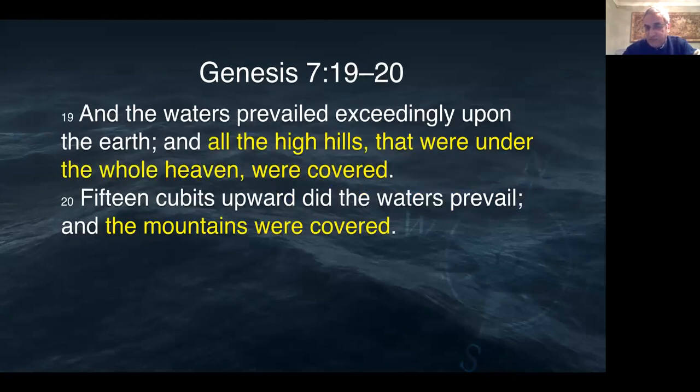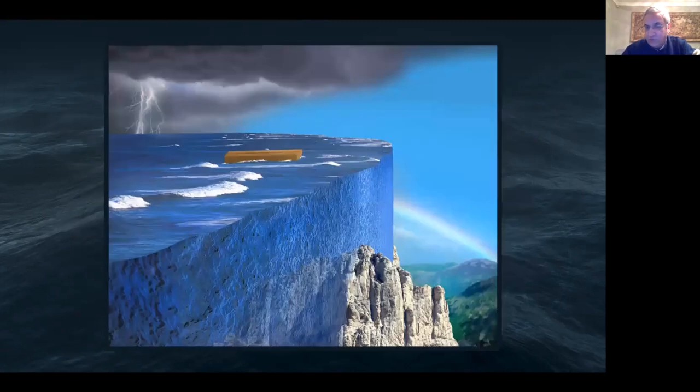We read in chapter 7, verses 19 and 20, that the water prevailed exceedingly upon the earth, and all the high hills that were under the whole heaven were covered. So the hills were covered by water. And then he said, 15 cubits upwards did the waters prevail, and the mountains were covered. And this is very important. That means it is a global flood. It covered all the earth. It is not just a localized flood in the Middle East. It is a very big flood that covered the whole earth.